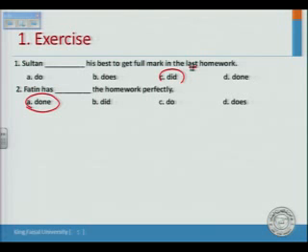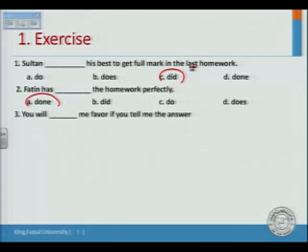Because of has. Yeah. The next, third one: You will do me a favor if you tell me the answer. So you see will, and by the way, after modals, I mean by modals will, would, can, could, may, might, have to, has to, had to, ought to. So these are called modals.